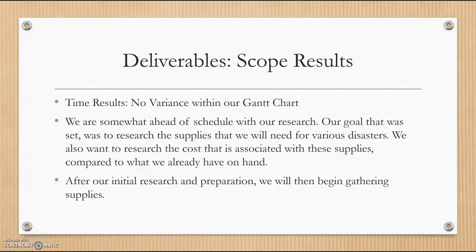And for our goal as a group for our project, we wanted to spend about the first 2 weeks researching some disasters in our area, and we wanted to research some of the supplies that are needed depending on those disasters that occur. So for our time results, we have 0 variance within our Gantt chart, or the timeline that we have set, because we have a pretty big window of research.